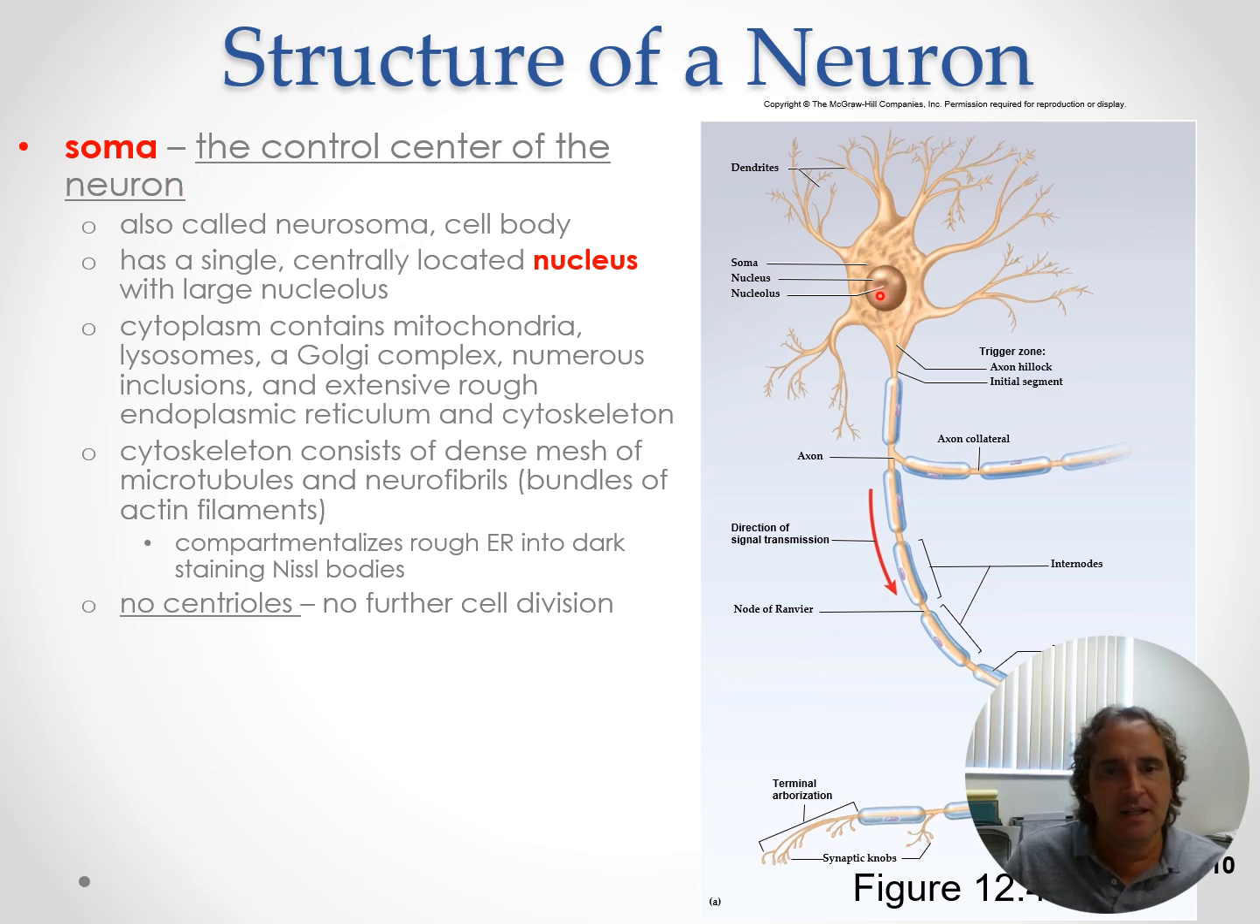The nucleus in a neuron is very similar. It's going to have the genetic material, but the only difference is it doesn't have centrioles, because it doesn't really go through cellular division.